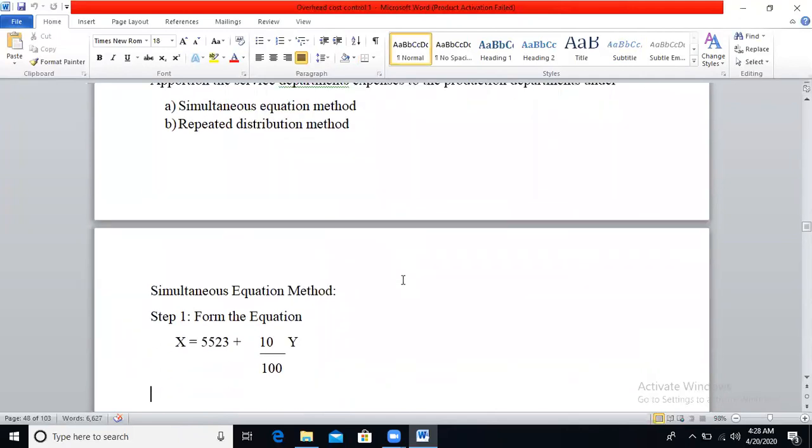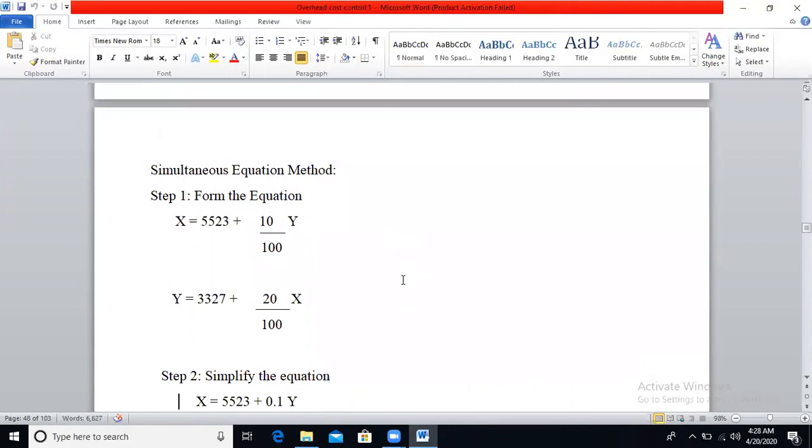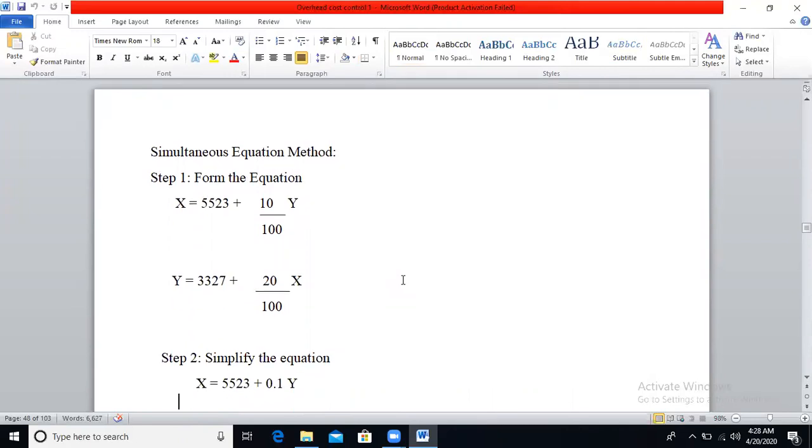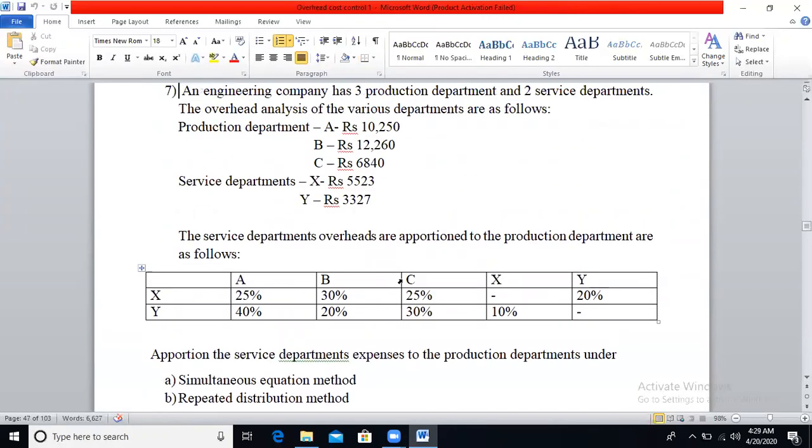Now prepare as per simultaneous equation method the overhead distribution summary. In case of simultaneous equation method, the first step is to form the equation. How to form the equation? For X, consider the total value of X department, that is 5,523, plus see the value of X vertically. X value will be apportioned to the Y department at 10%. Like that, Y value will be apportioned to the X department at 20%. So form the equation. X is equals to the total value of X will be 5,523 plus 10% of Y.